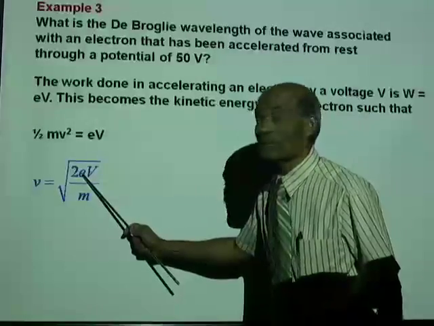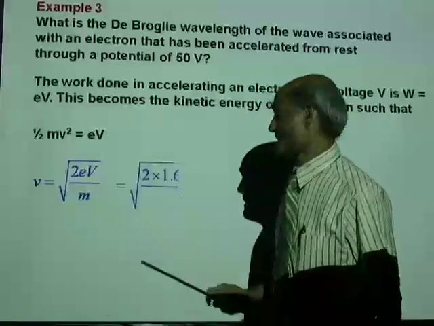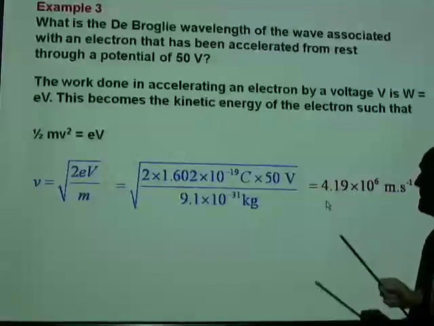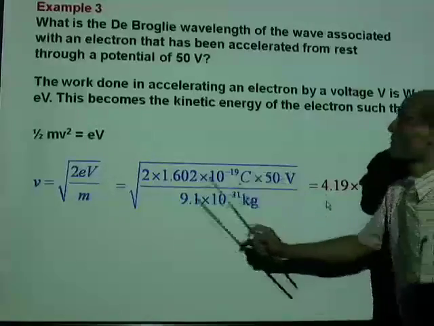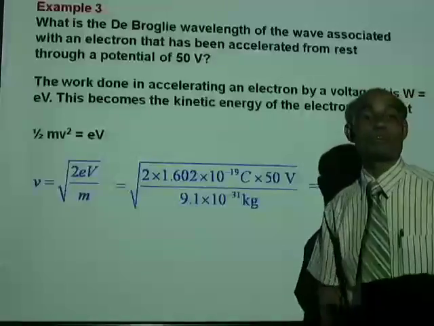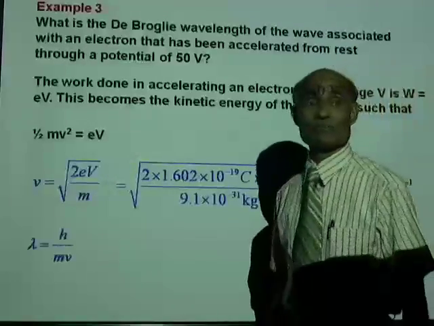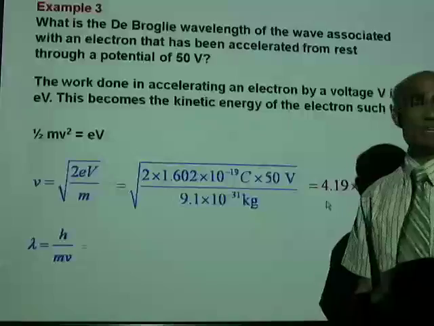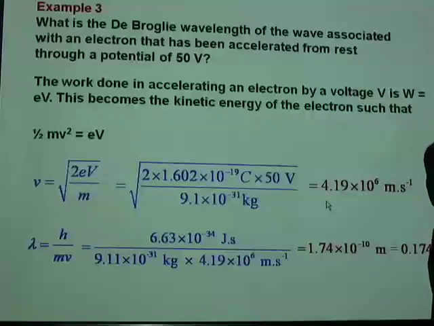We know all these values. The charge on the electron, the potential difference is given, the mass of the electron we know, is that right? And using all those values, we get the velocity of the electron is 4.119 times 10 to the 6 meters per second. Now, we know the velocity, we know the mass of the electron, and therefore we can now calculate its de Broglie wavelength. What's the equation for de Broglie wavelength? Lambda equals h over mv, and using all the known values, it gives me 1.74 times 10 to the negative 10 meter, which is 0.174 nanometer.